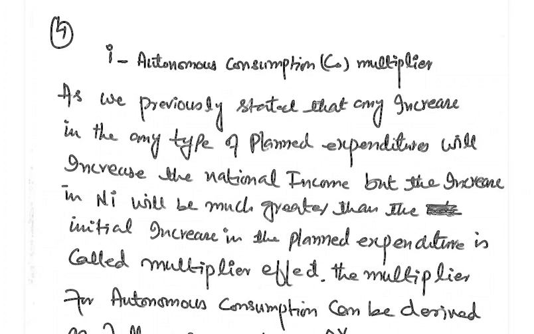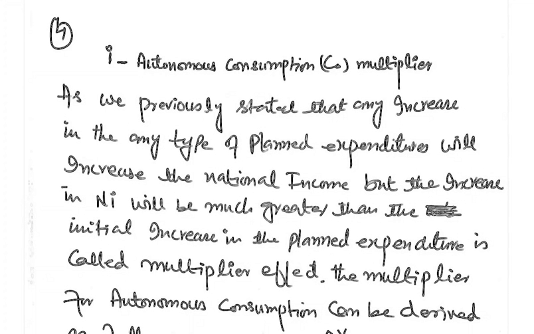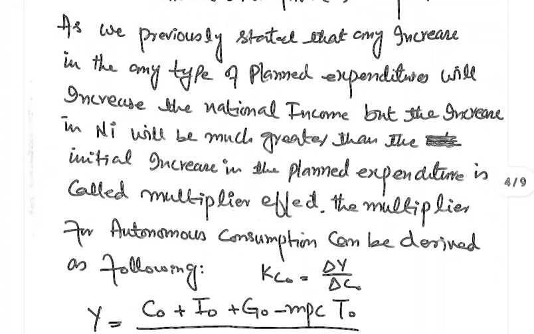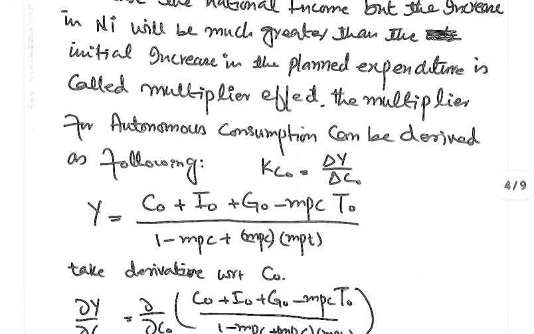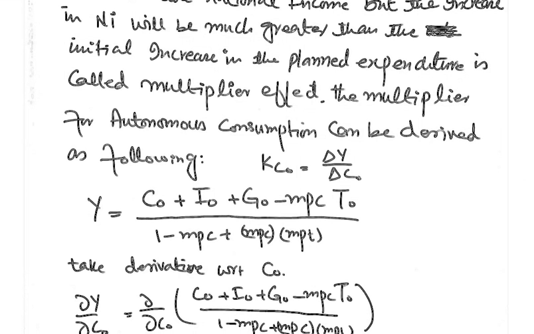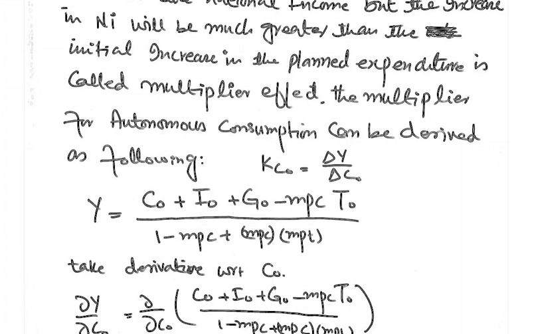As we previously stated, any increase in any type of planned expenditure will increase the national income, but the increase in the national income will be much greater than the initial increase in the planned expenditure, and that effect is called the multiplier effect. And the multiplier for autonomous consumption can be derived by the following formula: Kc naught is equal to delta Y divided by delta C naught.